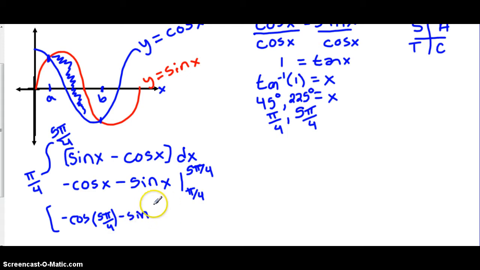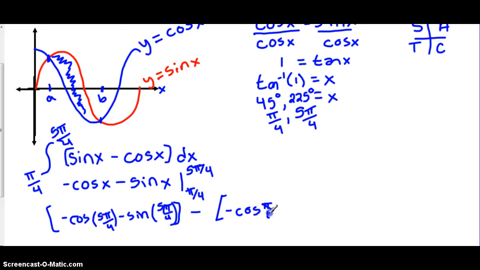And then we're going to subtract the bracket, negative cosine of pi over 4.